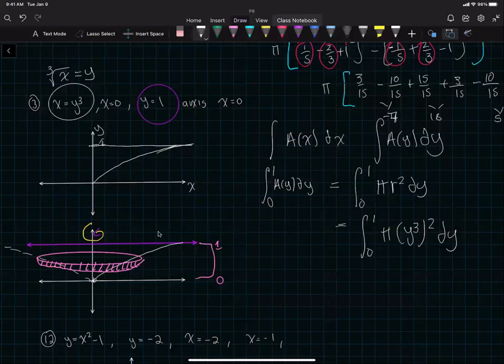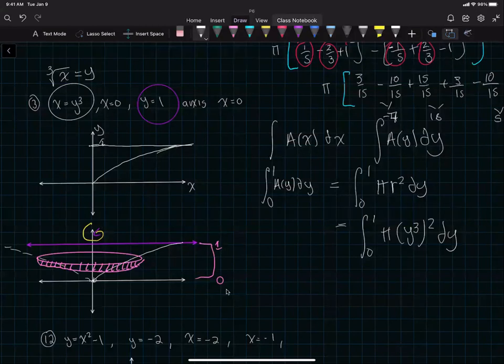So far, are there any questions on how to set up the integral? Remember, setting up the integral is the hard part. Okay, so I don't see any questions on the chat, so we'll go ahead and continue.